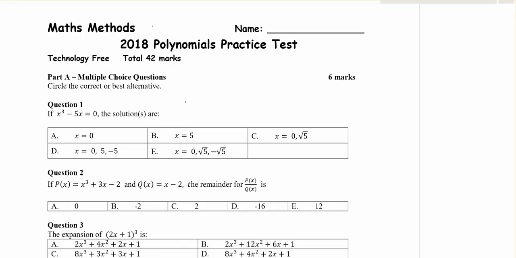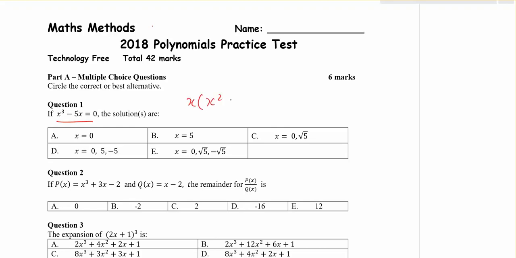First things first, question 1, I want to find the solutions for this equation. You'll notice that both terms have x's, so I can take a common factor of x out. So I'm left with x squared minus 5 equals 0. Now, I haven't fully factorized this because I can still factorize what's in the brackets.